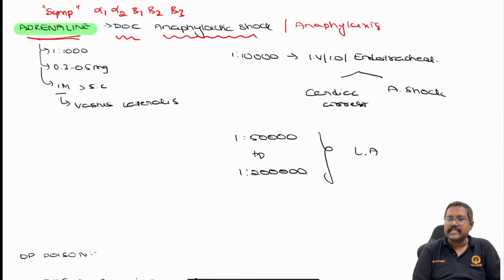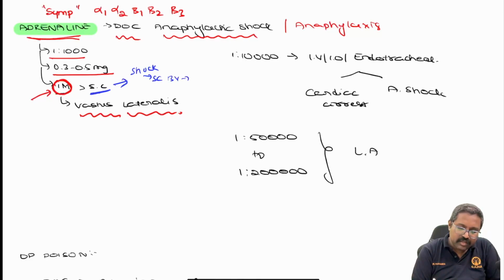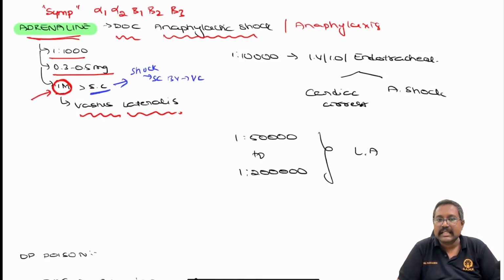So what will be the concentration of the adrenaline which you are going to use? It is 1:1000. The dose is 0.3 to 0.5 milligram. The preferred route is intramuscular. The most common site will be your vastus lateralis. So why do you not prefer to give through the subcutaneous route? In case of shock, the subcutaneous blood vessels will already be vasoconstricted. So even if you give the drug, the action of the adrenaline will be a little bit slower when compared to the intramuscular route.